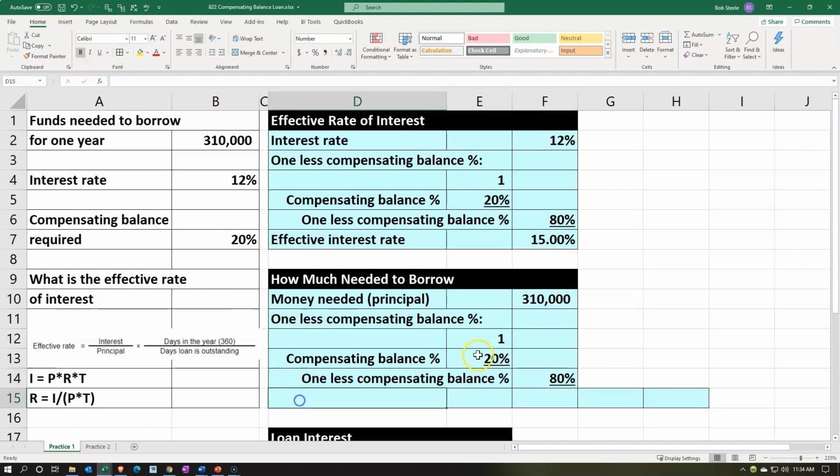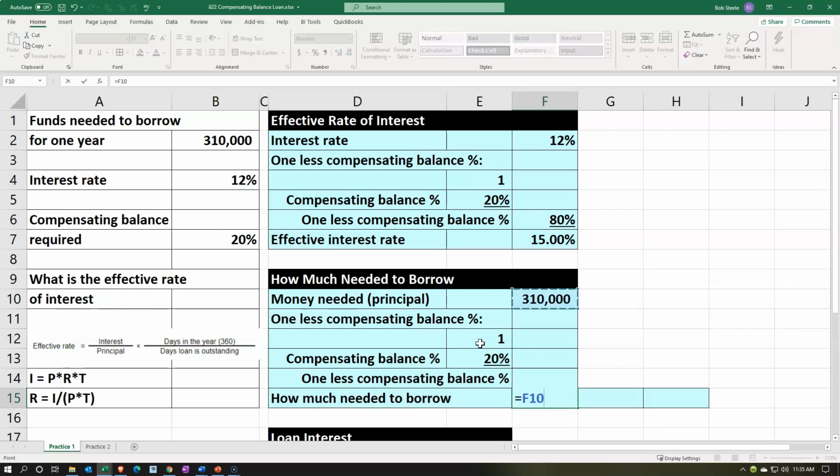And now we can figure out how much we needed to borrow. That's what we called it. And this is going to be the 310 divided by the 80. 310 divided by the 80 is going to give us the 387.5. So if you think about that, let's double check that.